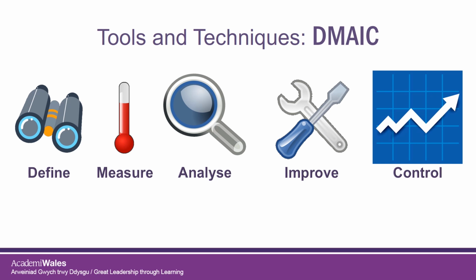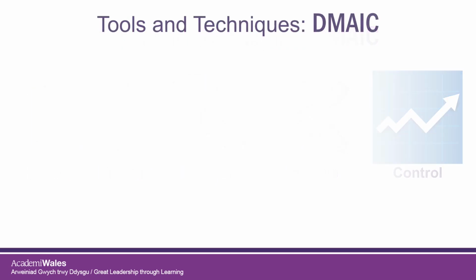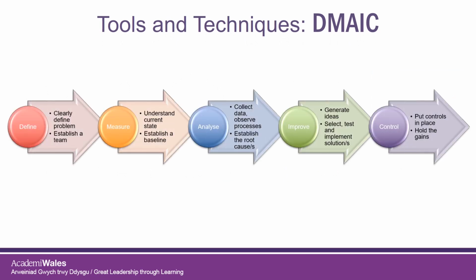DMAIC is a method of satisfying customer expectations by improving the quality of processes. As we've mentioned, it has 5 phases. Define. Clearly define the problem to be resolved and build a team to help you do this. Measure. Identify what's going on, what actually is happening. Establish a baseline.